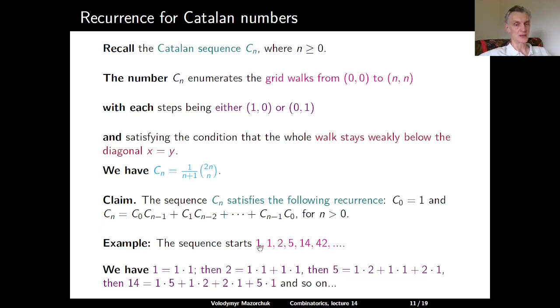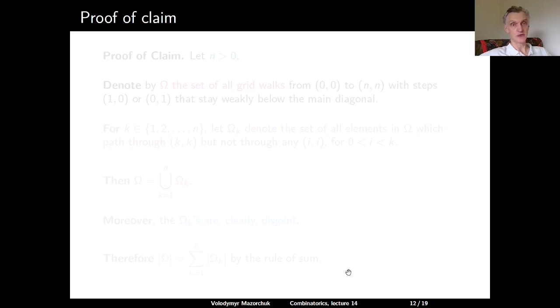2 is equal to 1 times 1 plus 1 times 1. 5 is equal to 1 times 2 plus 1 times 1 plus 2 times 1. 14 is equal to 1 times 5 plus 1 times 2 plus 2 times 1 plus 5 times 1, and so on. So we can check that this is okay for a few starting terms of our sequence. So let us prove this claim.